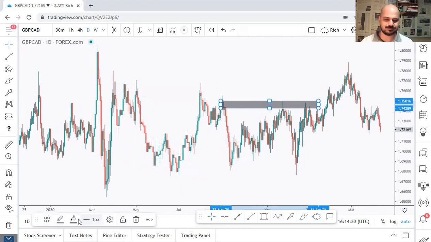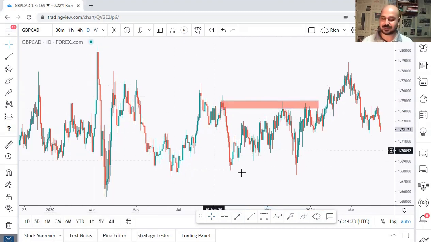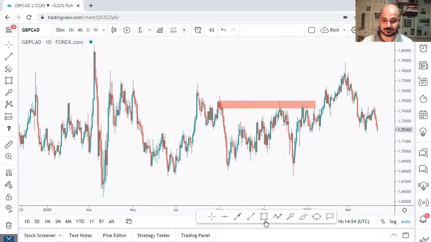So let's make it in red for the supply. Yes, let's do it. So this is the supply. Because we took a demand example the last time on GBP, we'll take this example for supply on GBP CAD. But before we do that, let's find some demand zones here before we do the example, and then it will be the end of the video.